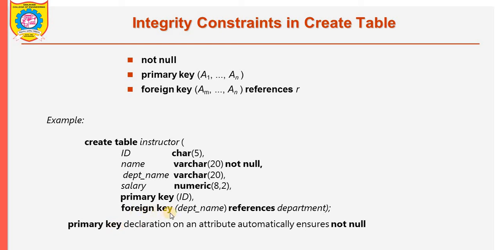A foreign key is defined here: department name is a foreign key referencing the department table. Department name is the primary key of the department table, which is used as a foreign key in the instructor table, maintaining the integrity constraints between the two tables, instructor and department. It will maintain the integrity constraints when we are doing insert, update and delete operations. At that time, this key will maintain the integrity constraints between the instructor table and the department table.